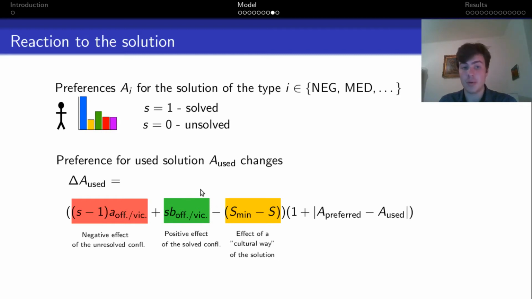There is another effect of the solution, and that's the culture way of the solution. The conflict may not have been dealt with according to the culture of the participant, and therefore there might be a difference between the customary law of the participant and the customary law of the solution that it's based on. Thanks to this constant, this effect can be negative for great differences, which means that, for example, the effect of state arbitration can be negative.